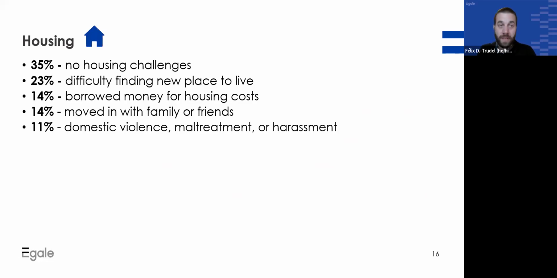The next social determinant of mental health is housing. So 35% of survey participants had not experienced any housing challenges since the start of the pandemic. That means that 65% had experienced some housing challenges since the start of the COVID-19 pandemic. Of those, 23% of survey respondents noted they had difficulty finding a new place to live, 14% borrowed money to pay rent or their mortgage, 14% needed to move in with family and friends because housing was not affordable, and 11% of participants also highlighted other housing challenges, including domestic violence, maltreatment, or harassment.